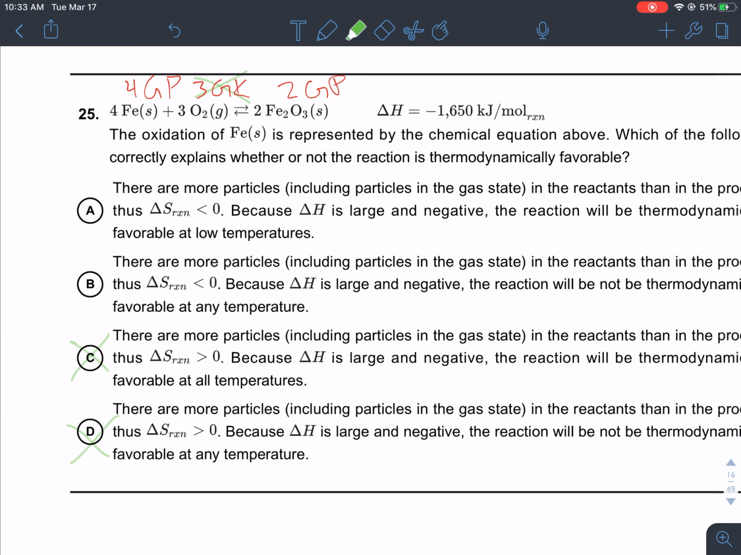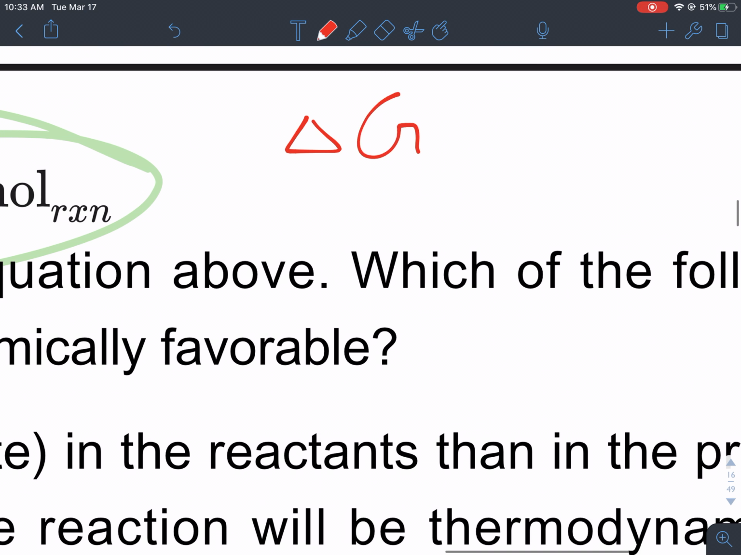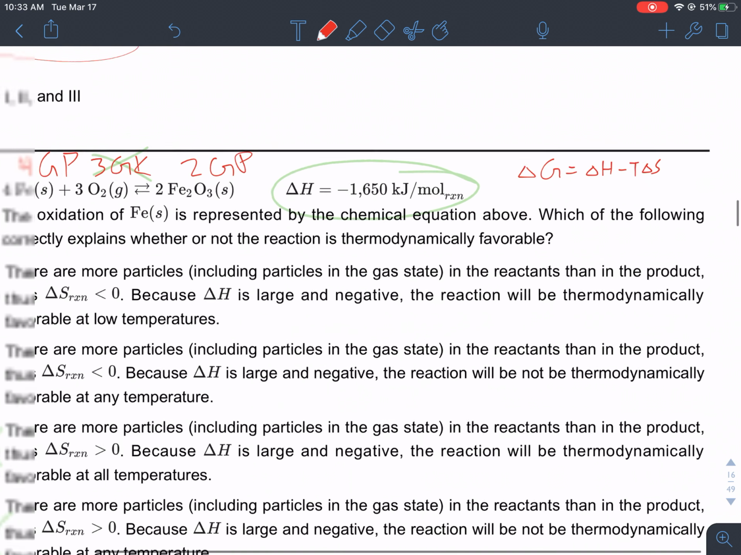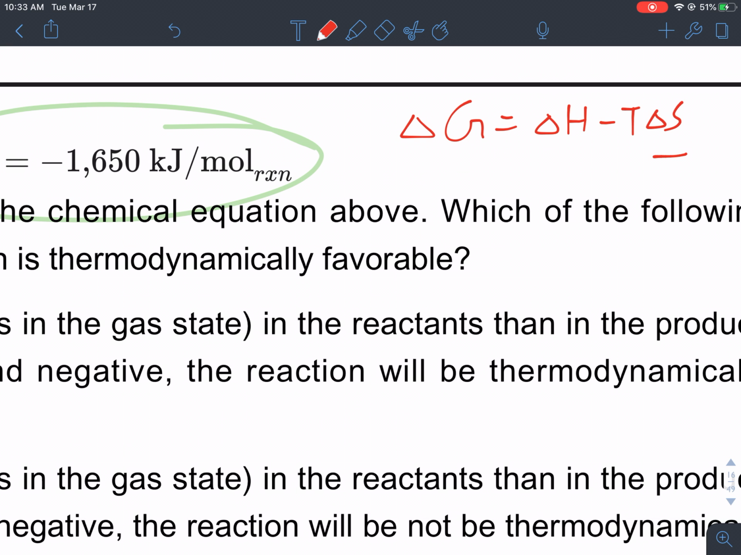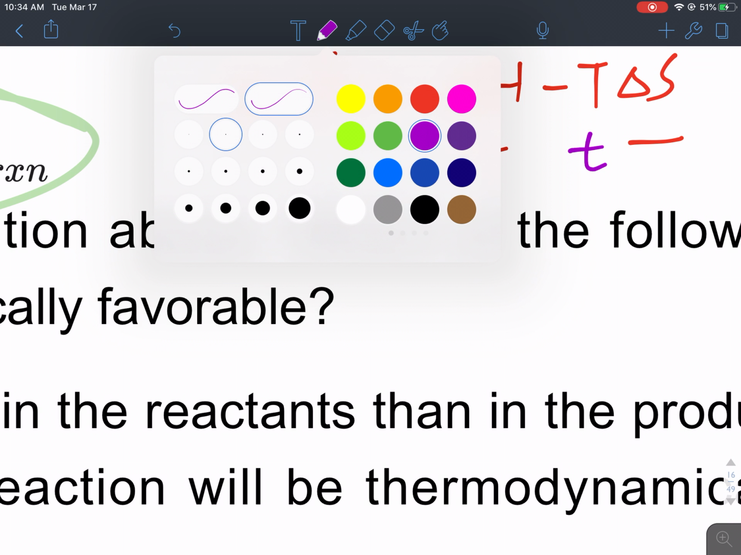Okay, so now it says to explain whether this is thermodynamically favorable or not. And they also gave me my delta H. So I'm going to calculate delta G equals delta H minus T delta S. Now, we just said that the delta S is negative, right? This is negative. And the H is negative. All right. That means T is what we're depending on.